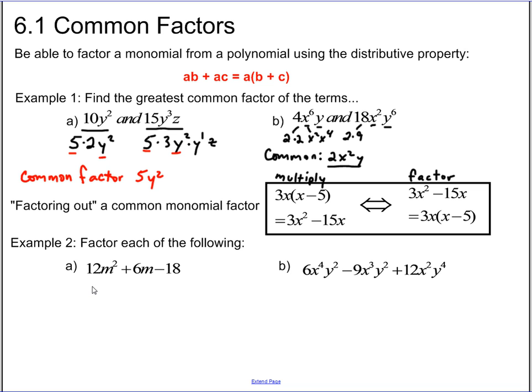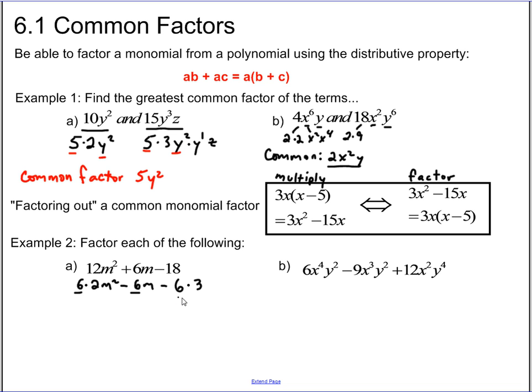Let's talk about factoring each of the following by using the distributive property. So let's look at 12m squared plus 6m plus 18. We note that 12 contains a factor of 6. This is 6 times 2 times m squared. 6m contains a factor of 6. This is 6 times m. And 18 contains a factor of 6 as 6 times 3. Since each of the terms does not contain an m, we cannot factor out m. Even though it's contained in the first two terms, it's not contained in the last. So the only common factor here would be 6.